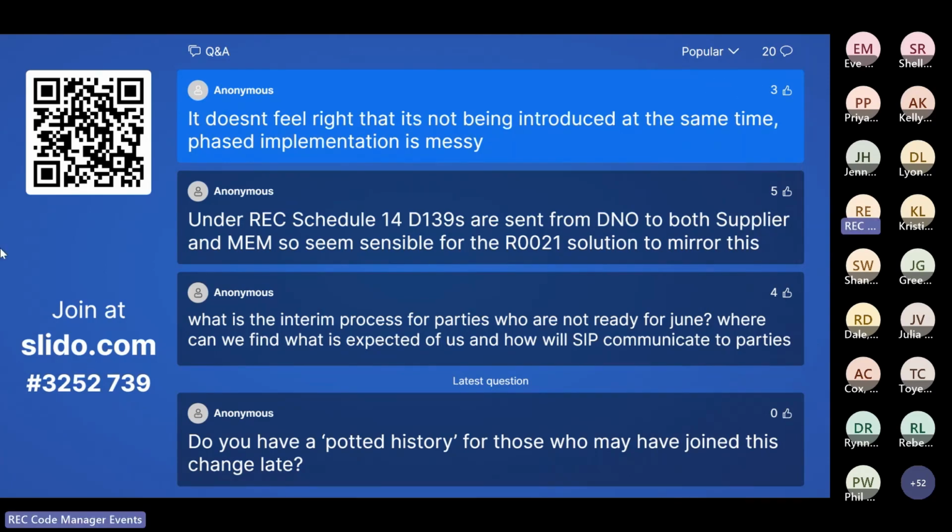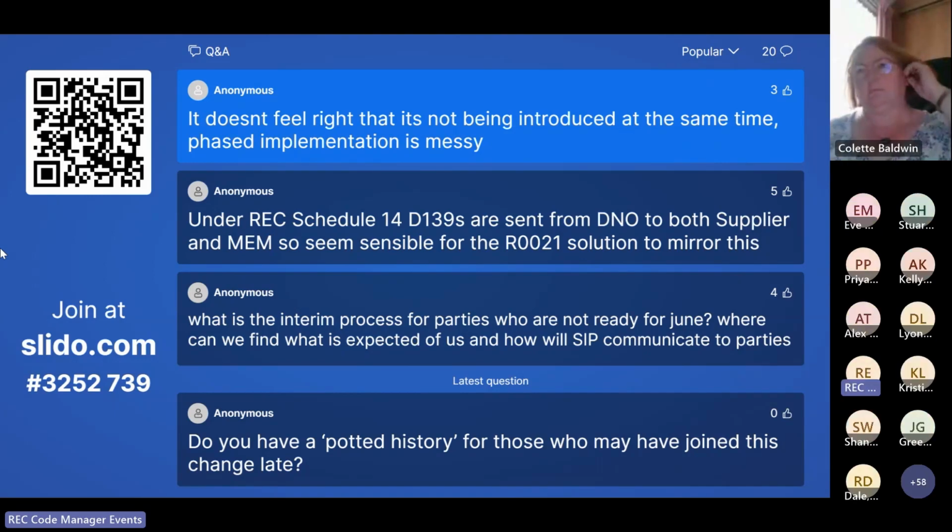For the person in the comments who had asked for a potted history of the change, it's definitely something. If it's okay, I'll get Colette just to focus on the immediate questions around the implementation impacts and the timescales, and then return with a brief potted history, if that's all right. Once we've done that. But Colette, you're back with us now.